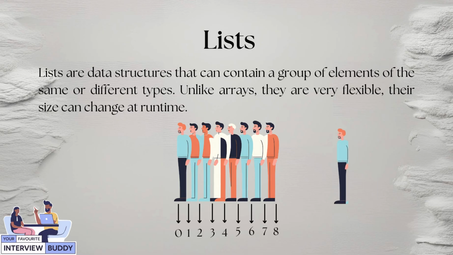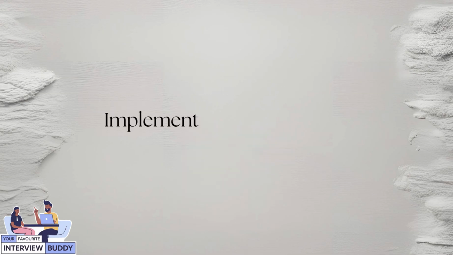We also defined lists as a data structure that can contain a group of elements of the same or different types. Unlike arrays, they are very flexible. Their size can change at runtime. You can append, update, or remove elements from a list efficiently. Now let's learn how to implement and manipulate arrays in Python.